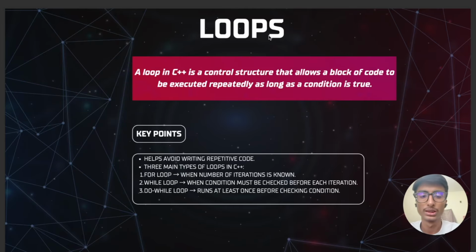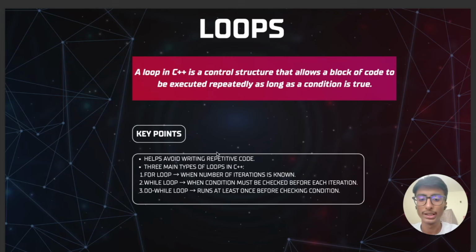Now we will come to the concept of loops. A loop in C++ is a control structure that allows a block of code to be executed repeatedly as long as the condition is true. I used loops such as while and for loops to repeatedly perform tasks, for example, displaying the main menu until the user chooses to exit. And these are some key points of the loops.